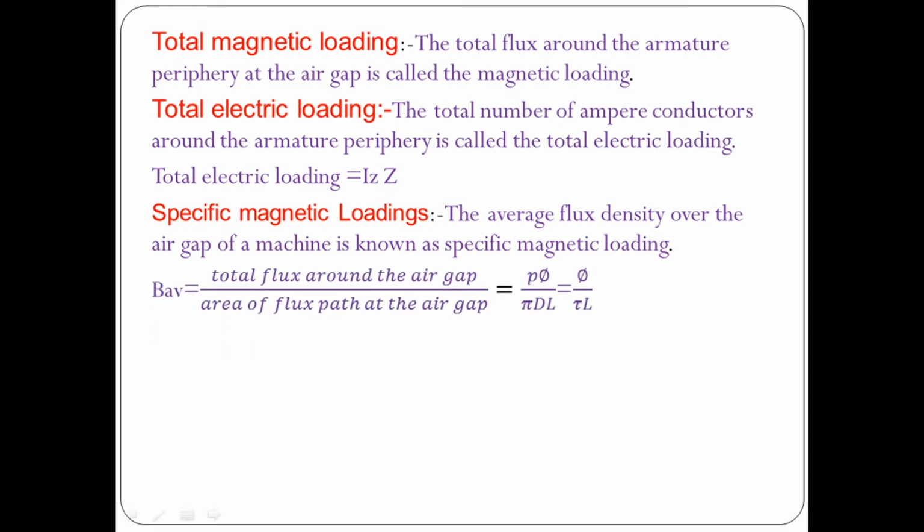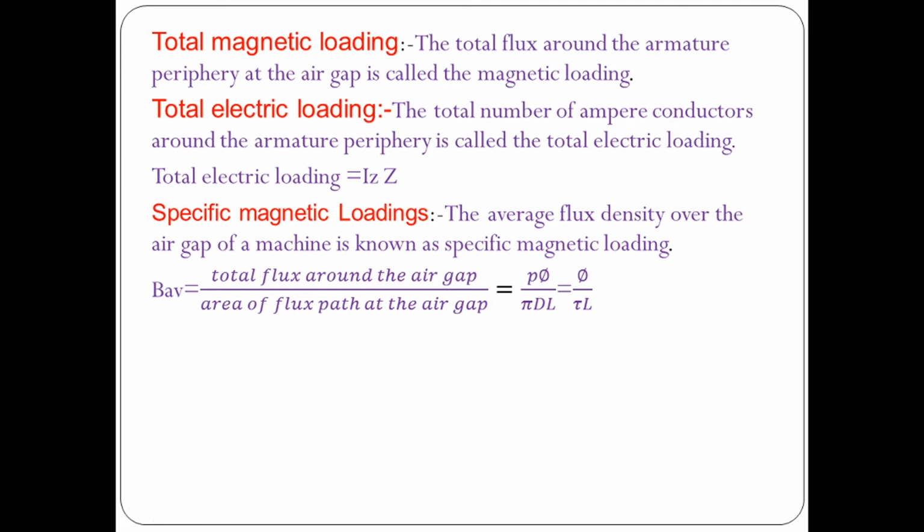The definition of specific magnetic loading: BAV is equal to the total flux around the air gap divided by the area of flux path at the air gap. The total flux around the air gap is the number of poles into flux, P phi, and the area of flux path at the air gap is pi into D into L. D and L are the main dimensions of the induction motor.